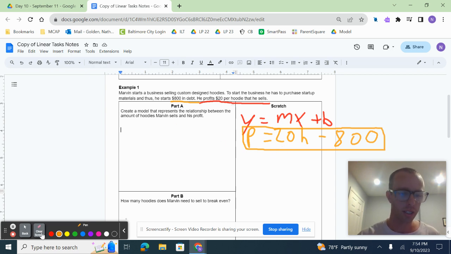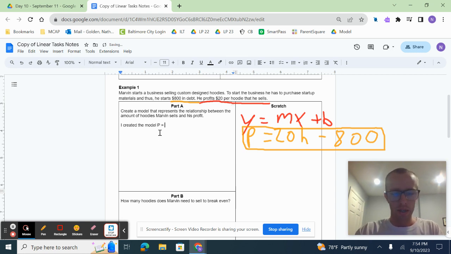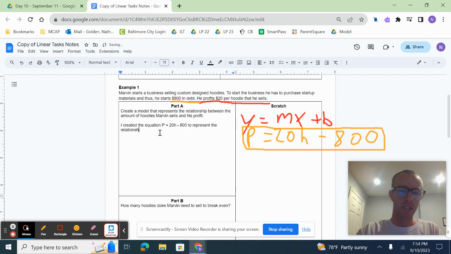So let's first type our model over here. I created the model. Create the equation P equals 20H minus 800 to represent the relationship. So first, I just answer the question in a complete sentence, right?